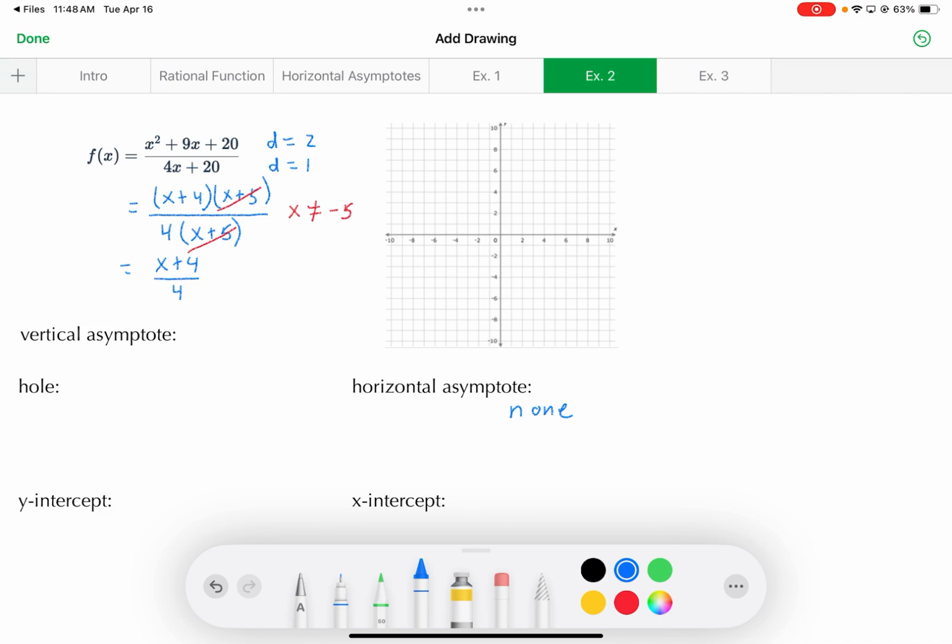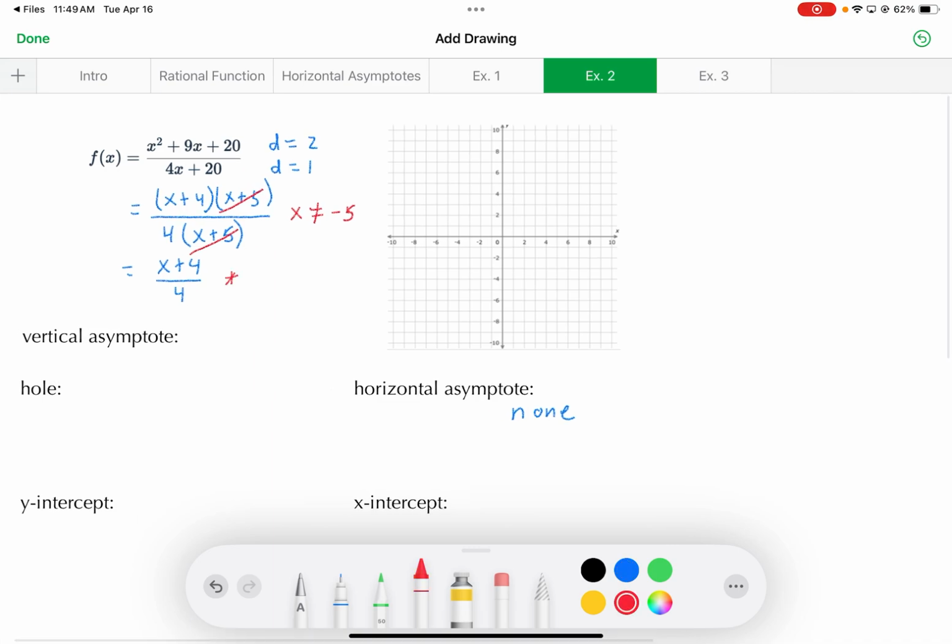Is that simplified version, x plus 4 over 4, undefined anywhere? No, there's no variable in the denominator anymore, right? So I'd say here, no undefined values, which means there's no vertical asymptote either. If the simplified version has no undefined values, you do not have a vertical asymptote. Now you will have a hole at the original undefined value of -5.